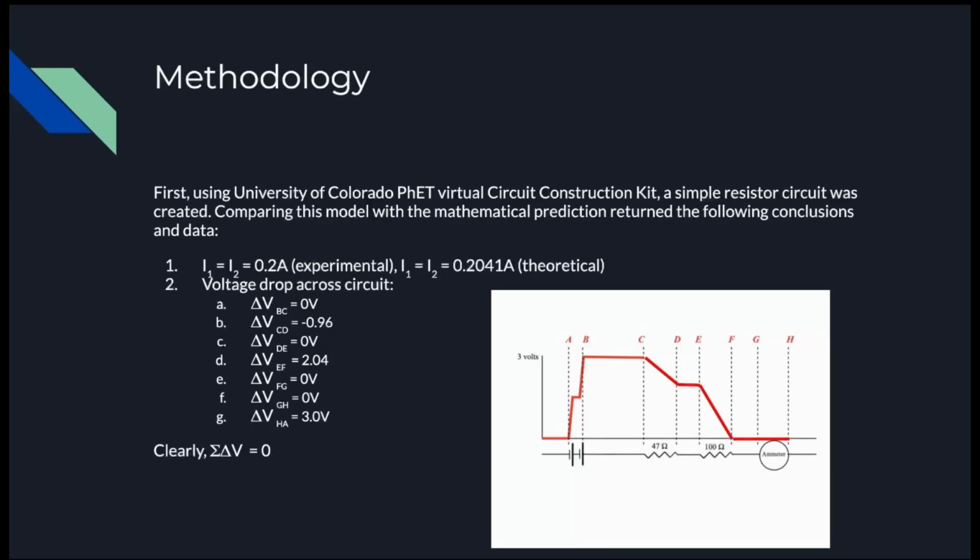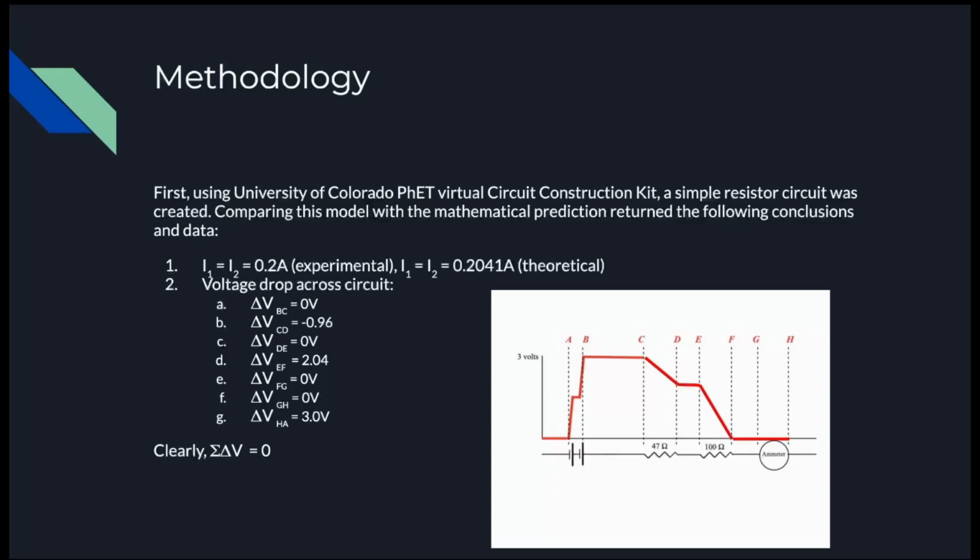First, we used throughout the entire lab the University of Colorado Circuit Construction Kit, which is a virtual platform for experimenting with various electric circuit configurations and their physical results. We first created just a simple resistor circuit, so just two 1.5 volt batteries, EMF of 3 volts total, wired in series, as well as two resistors wired in series with resistances shown there in the chart. The current was measured and calculated, and those values are shown. They are very, very similar, leading to a good amount of confidence in the software.